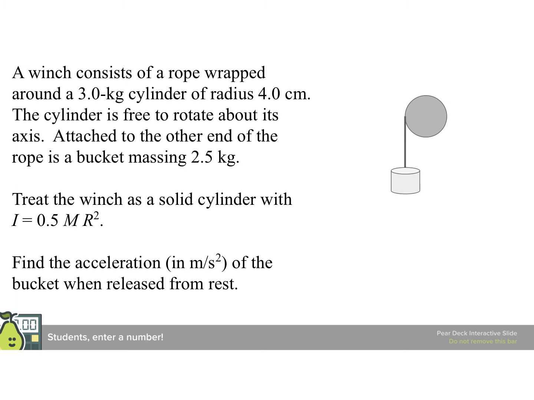For instance, a winch consists of a rope wrapped around a 3 kilogram cylinder of radius 4 centimeters. The cylinder is free to rotate about its axis. Attached to the other end of the rope is a bucket whose mass is 2.5 kilograms. Treat the winch as a solid cylinder with a rotational inertia of 1/2 mr squared. Find the acceleration in meters per second squared of the bucket when released from rest.